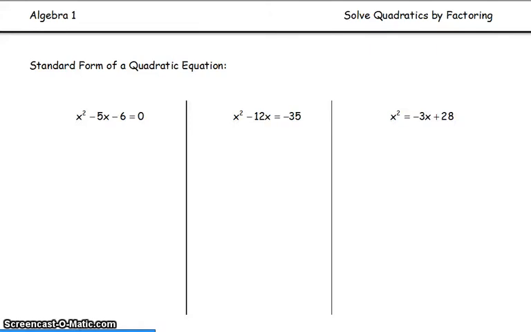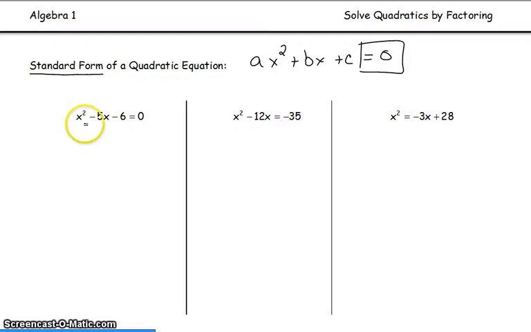When your set of directions say to solve the quadratic by factoring, it's much different than just factoring. There are extra steps involved, but it's extremely important that the first thing you do is to put your quadratic equation into standard form. Remember, that means it's ax squared plus bx plus c equals 0. That equals 0 is extremely important. You cannot solve this by factoring without first getting your quadratic equation equal to 0.